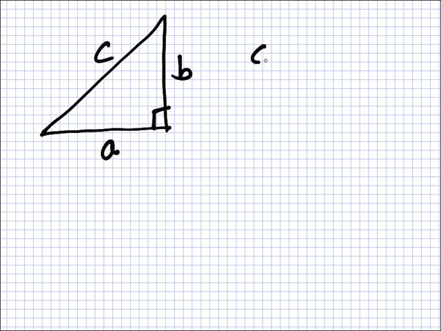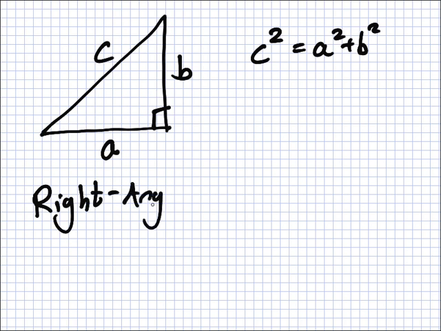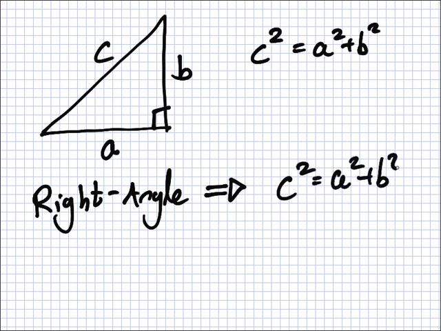And Pythagoras said c squared equals a squared plus b squared. Or to be more precise, if you have a right angle triangle, then c squared equals a squared plus b squared. What's also interesting is it goes backwards. If c squared equals a squared plus b squared, then that means you have a right angle triangle. I think people forget this, that it goes both directions.